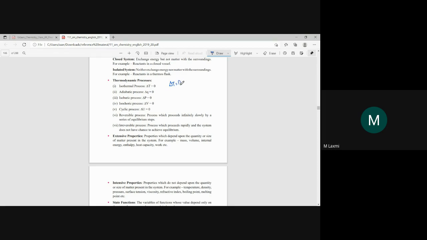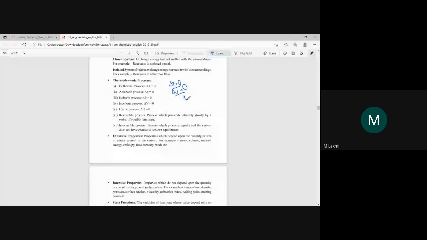But what is the change in internal energy? It includes all, right? It includes potential energy and kinetic energy. If potential energy is 0, then kinetic energy will also become 0, and delta U will become 0. If change in temperature is 0, then change in internal energy is 0. Ma'am, I'm asking how temperature is related to internal energy.